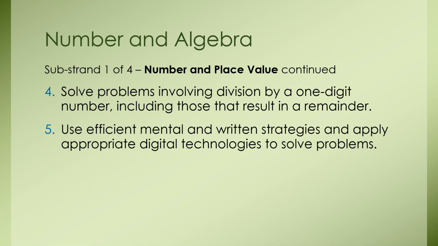The next, or the continuation of the substrand number and place value, is to solve problems involving division by a 1-digit number, including those that result in a remainder. So it's just really short division that involves remainders. So let's say 25 divided by 3, they'll give you 8 remainder 1.